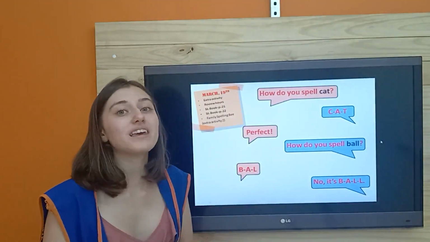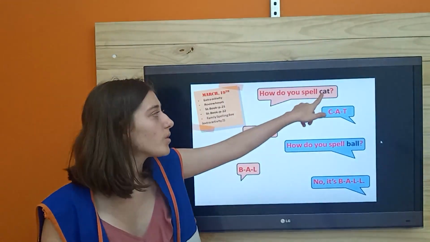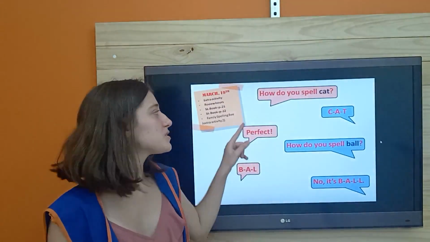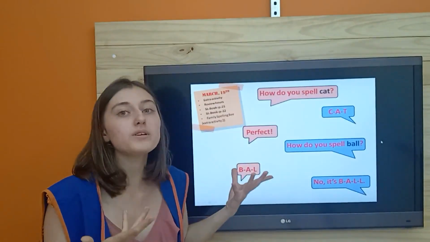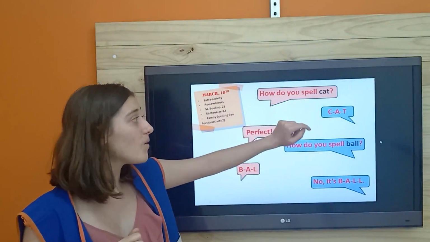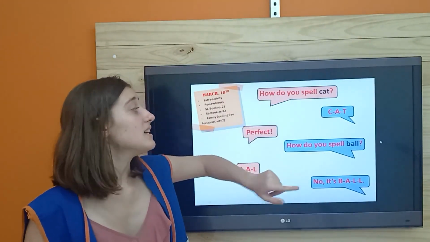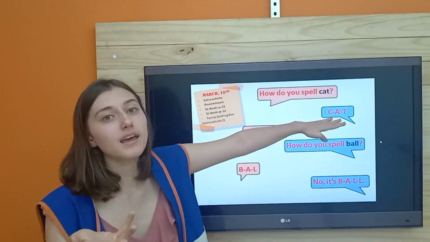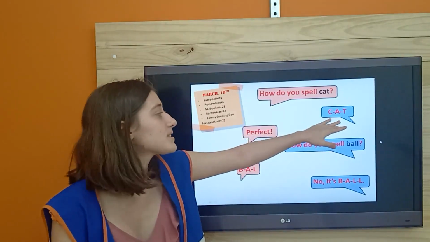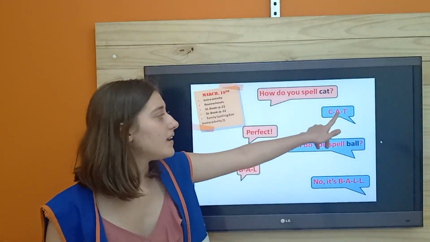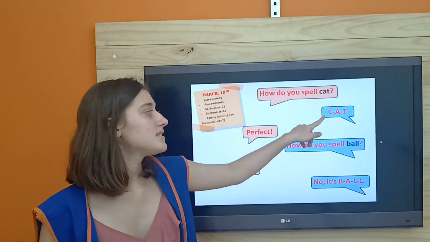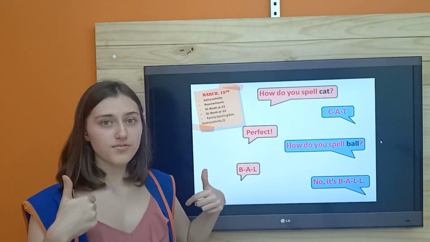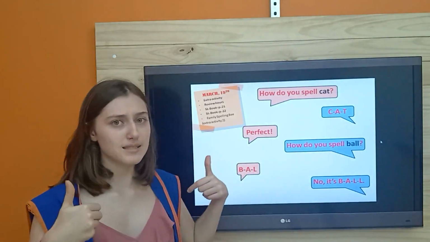How do you spell cat? Então vocês vão escolher uma word e vocês vão perguntar para a pessoa. Lembra? How do you spell? Como que escreve? How do you spell cat? E aí a pessoa vai responder spelling cat in English, of course. C-A-T. C-A-T. Perfect, it's correct. So you say yes, perfect.